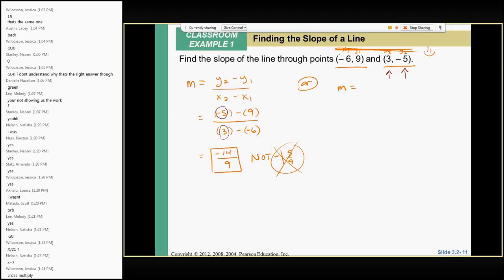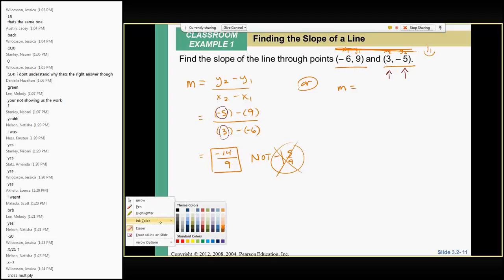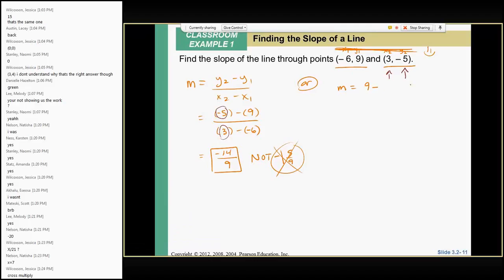Could we have done this a different way? Sure. What if we said this was the second point and this one's the first point? Could we? Sure. So if I did it backwards and I started with 9 for my y, what would I have subtracted off then? 9 minus -5 over -6 minus 3. Now look what happens. You get 14 in the numerator and -9 in the denominator. So you get the same answer, right?